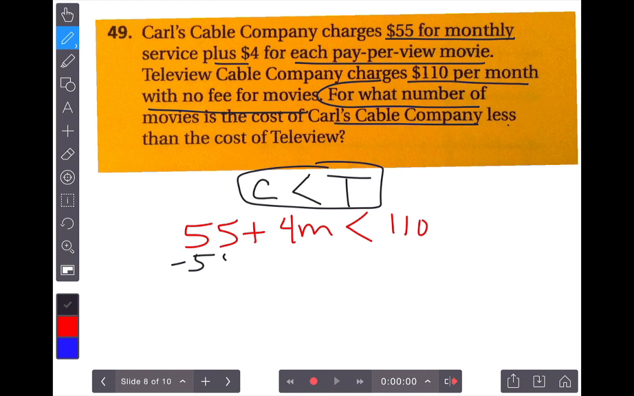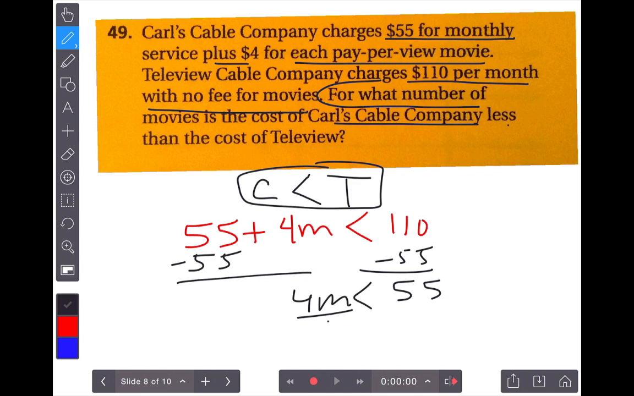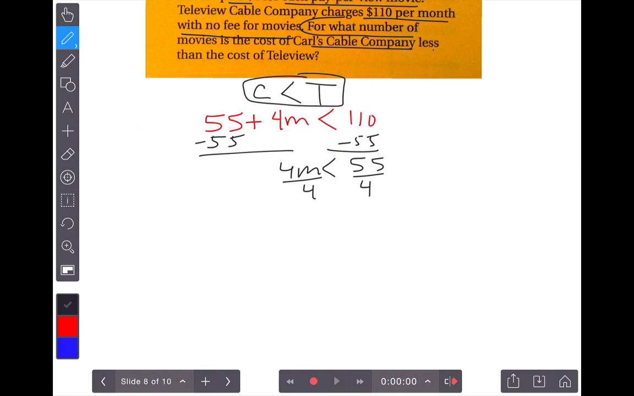We're going to subtract 55 from both sides. 4m is less than 110 minus 55, which is 55. Then you're going to divide by 4. All right, and then let me move this up a little bit. And you're going to get m is less than 55 divided by 4.